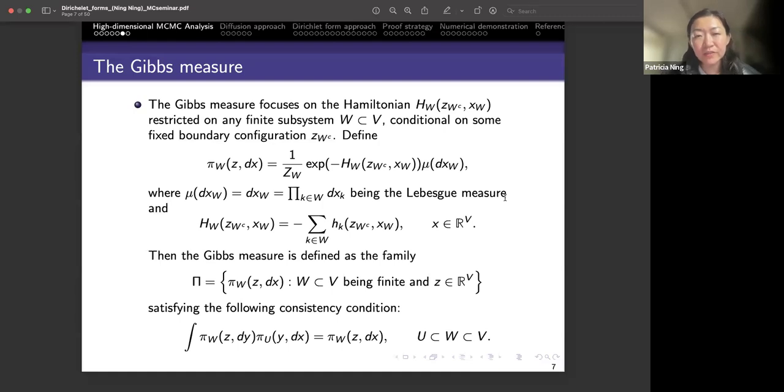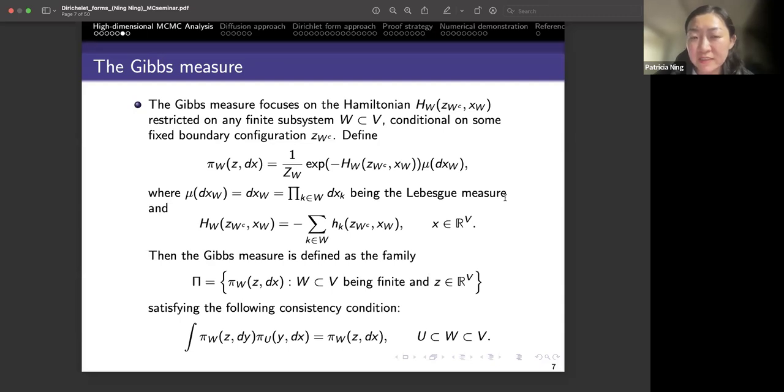The Gibbs measure focuses on the Hamiltonian H_W, where W is a finite subsystem in V, the set of vertices. H_W has two arguments, z_{W^c} and x_W, meaning conditional on the value on W^c, where W^c stands for the complement of the set W. And then there is the conditional distribution on some fixed boundary configuration z_{W^c}.